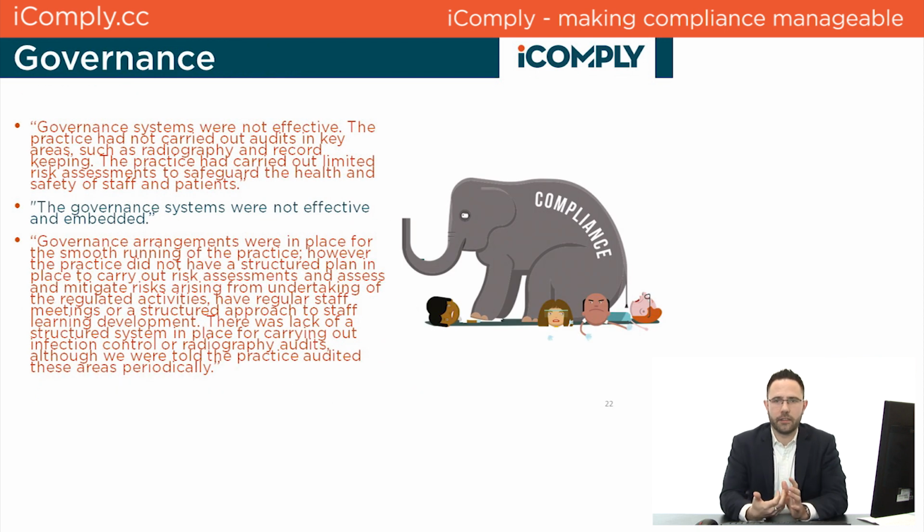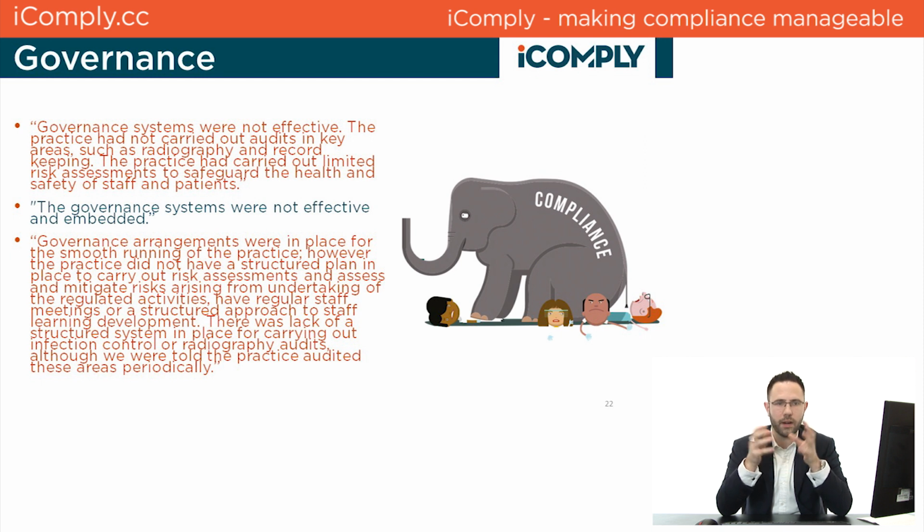And you can see the practices, these are from brand new inspection reports. These are from the last 20 or 30 practices that failed CQC inspections. We had a look at those over the last week or so. And this is what we're now seeing. These sorts of statements are now coming on CQC inspection reports that governance systems were not effective.